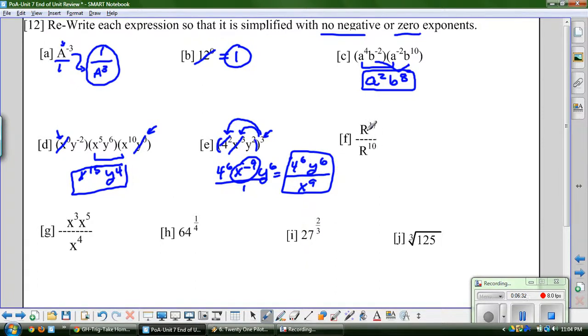Now here's an example where the bases are the same, but not a big deal. Just kind of imagine 17 r's across the top, and then 10 r's across the bottom, and I start canceling those r's out. 17 on top, 10 on bottom, kill 10 on top, leave me 7 r's on top.